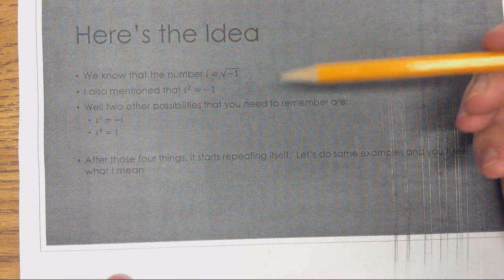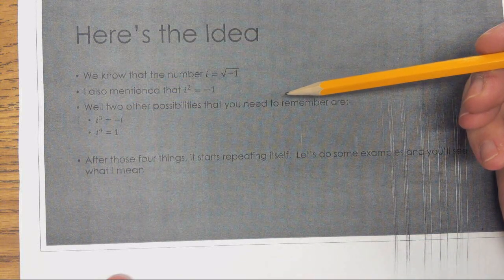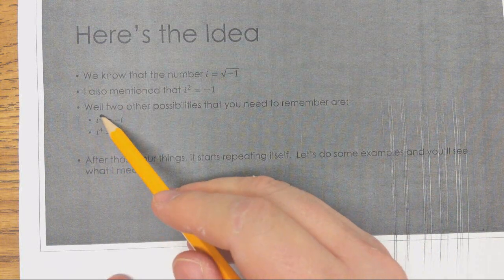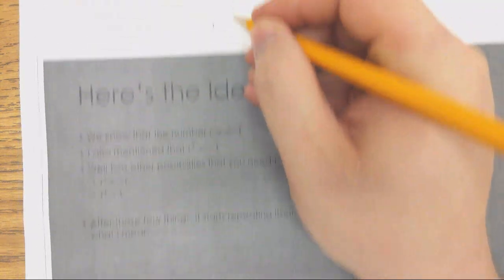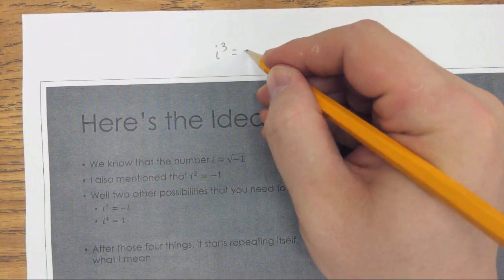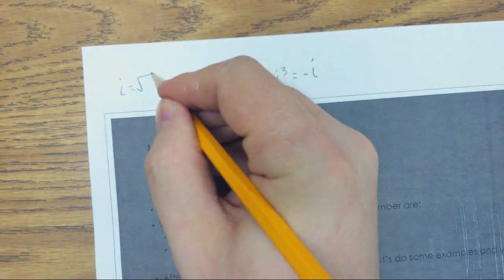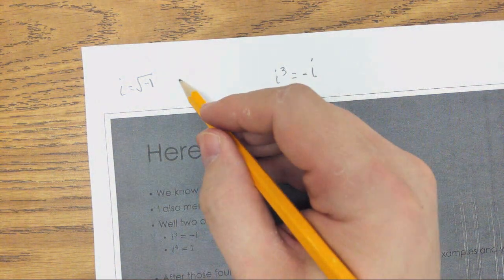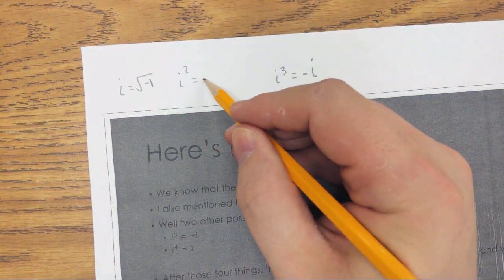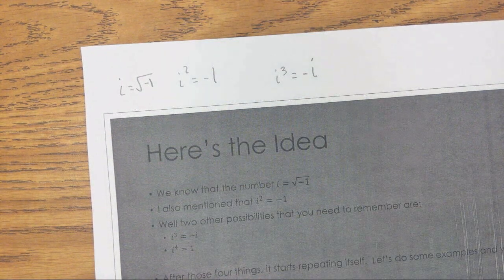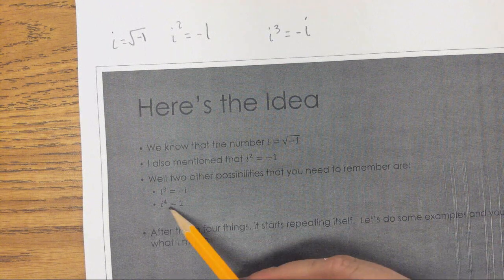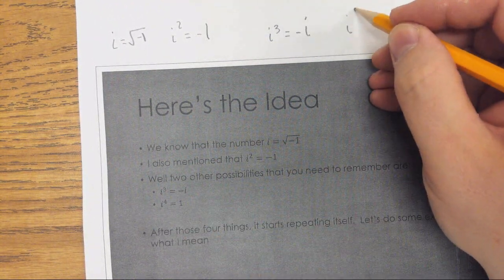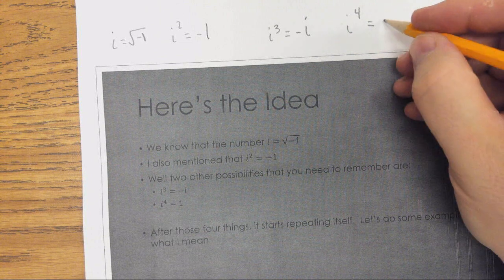Well, there's two other possibilities with this that you need to remember. If I have i cubed, it is equal to -i. So now I've got i is equal to the square root of -1, i squared is equal to -1, i cubed is equal to -i, and finally, I've got i to the fourth, which is actually equal to 1.